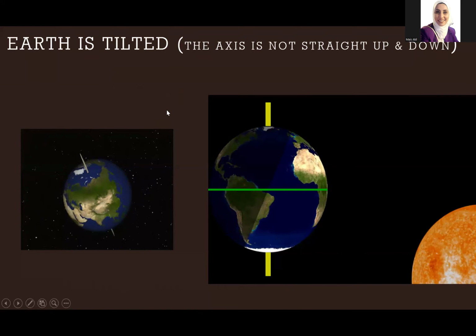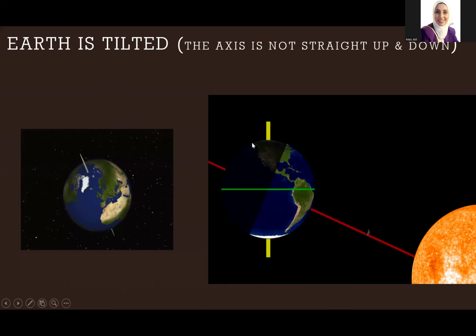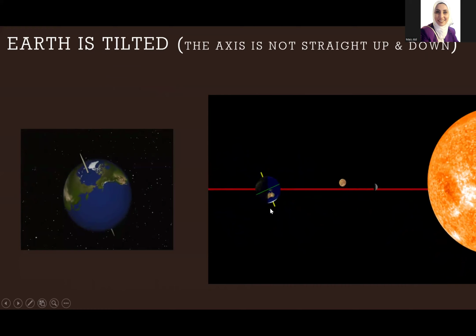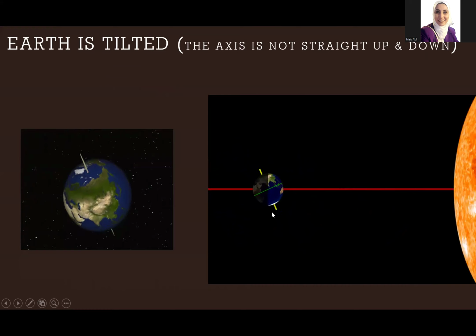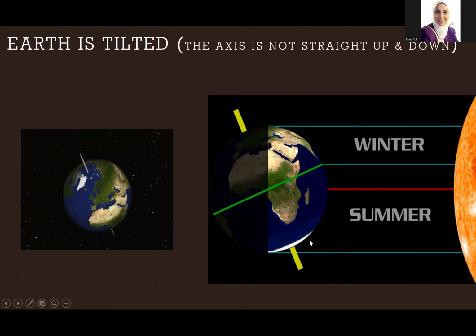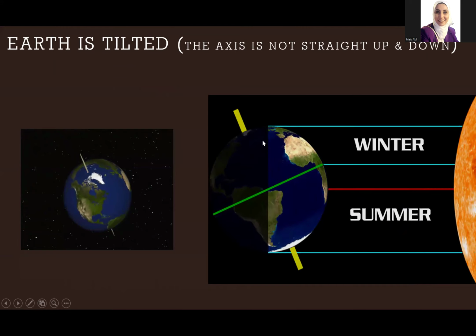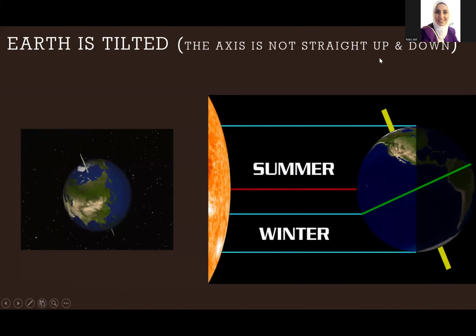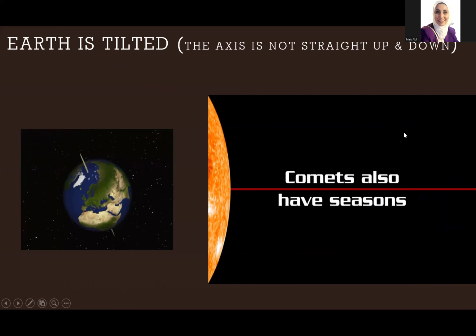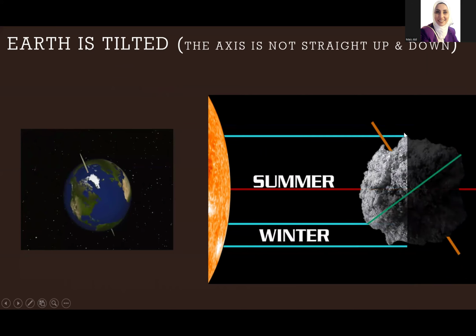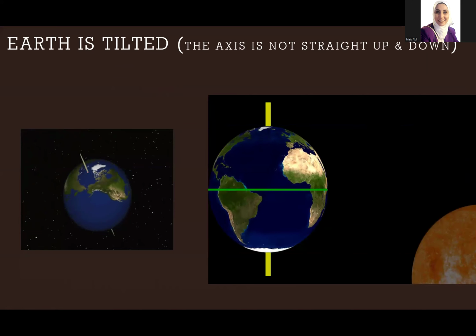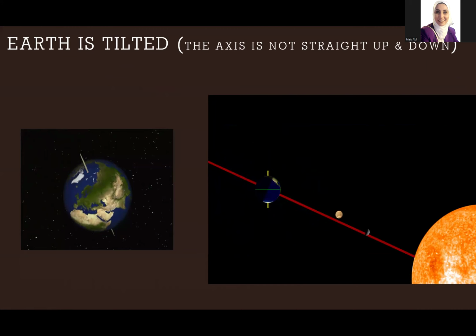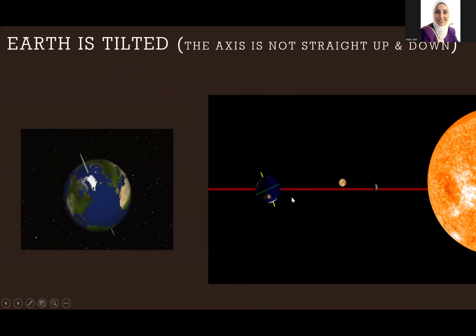As we said before, first of all, the Earth is tilted, so it is not straight, and it is traveling around the sun. Now, as you see here, the southern hemisphere gets more light than the northern hemisphere. And after 6 months, the Earth will move to the other side. And it changes. The northern hemisphere will get more sunlight, and the southern hemisphere will get less sunlight. So this is what causes the seasons.